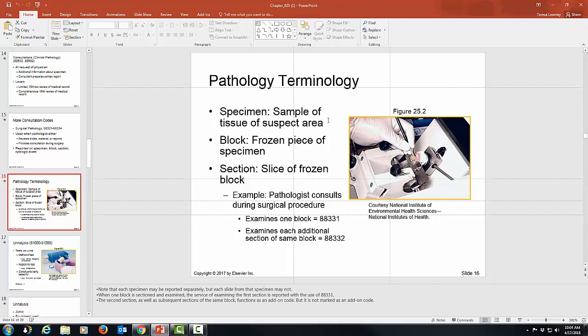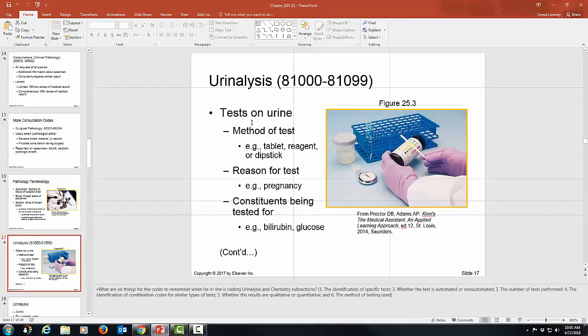The specimen is a sample of the tissue of the suspect area. Again, a block is a frozen piece of specimen. A section is a slice of that frozen block. For example, the pathologist consults during the surgical procedure. He examines one block and then each additional. And again, as I said, CMS is now bundling most of these, so you have to be careful. Watch what payer you're talking about.